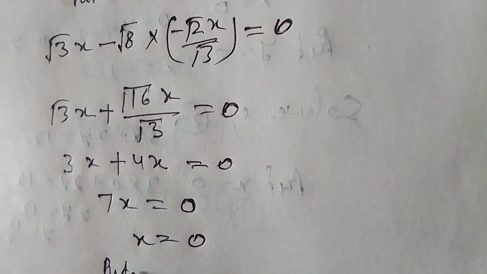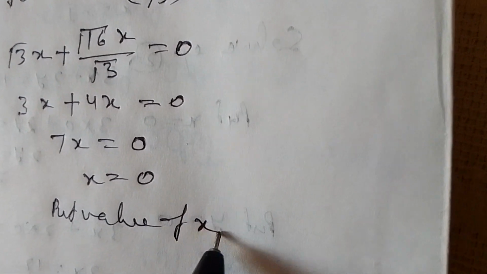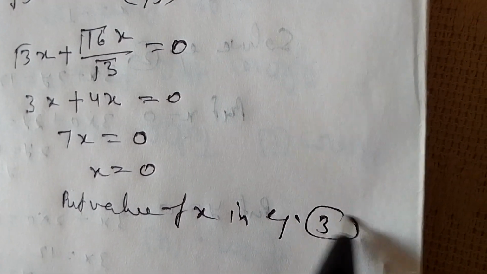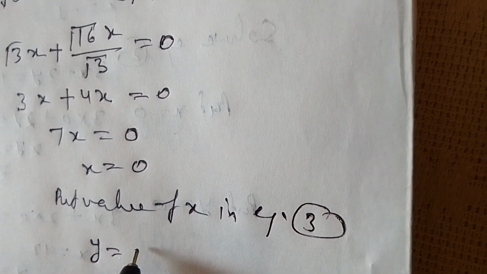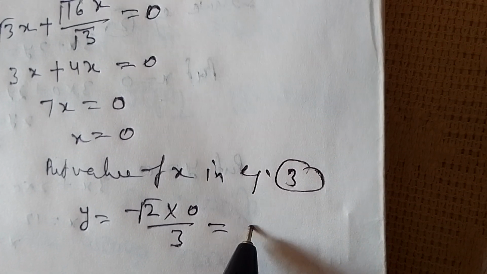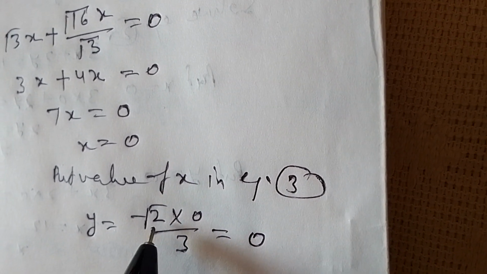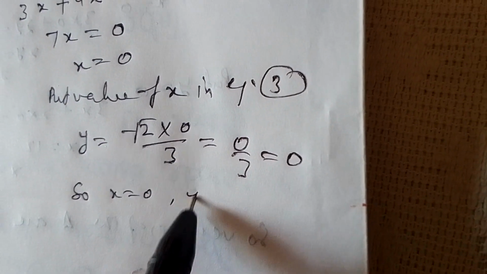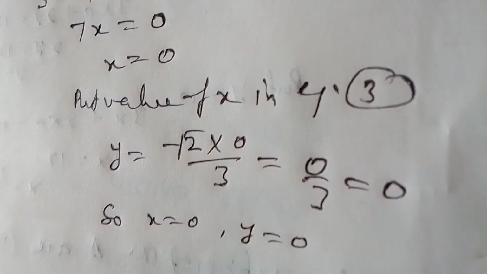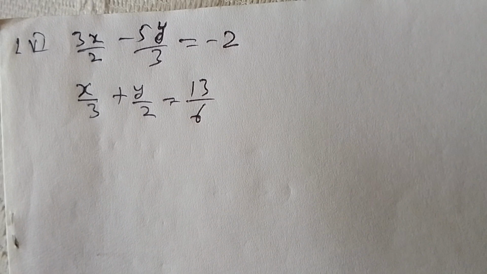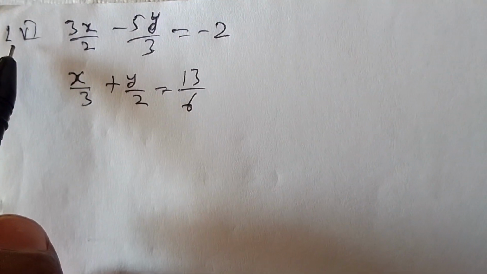Put the value of x in equation 3. We get y is equal to minus 2 under root multiplied by 0 divided by 3. Y also comes out to be 0, because 2 multiplied by 0, 0 by 3 is equal to 0. So value of x is equal to 0 and value of y is equal to 0. This is the solution of the fifth part of the question. Now the sixth part of the first question.